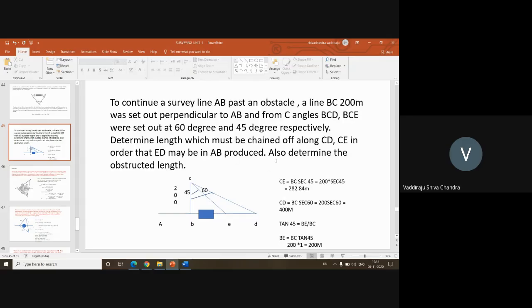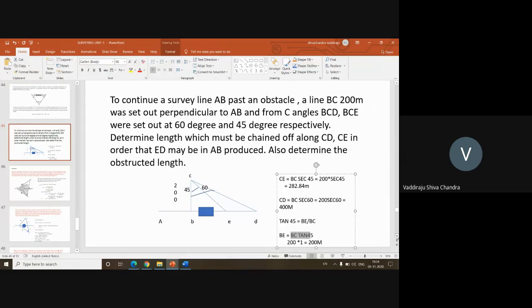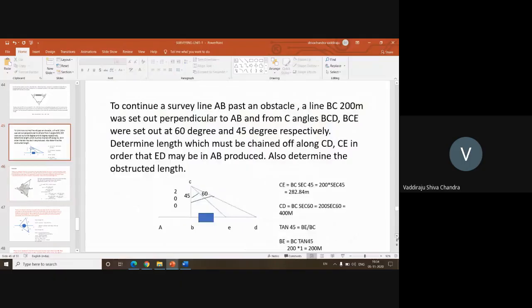It is also asking you to determine the obstructed length. Obstructed length is nothing but BE. I want to know the distance between B and E. So from this triangle, what is tan theta? Tan 45 is equal to opposite by adjacent. Opposite is unknown to me, BC I know. So BE is equal to BC tan 45. 200 into 1 is 200 meters. Very simple problem.